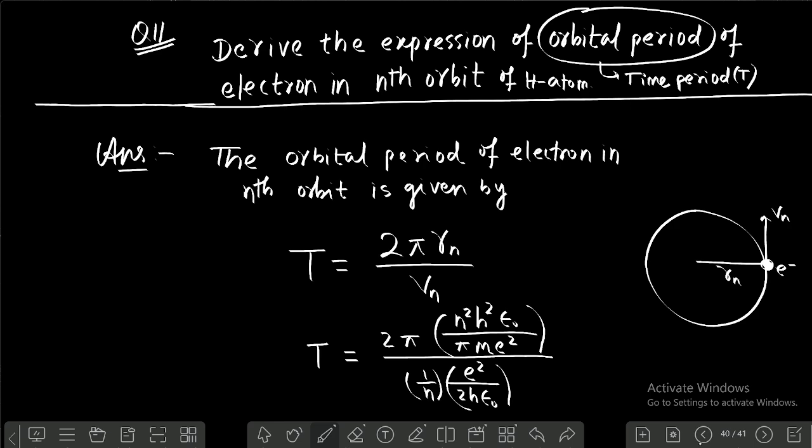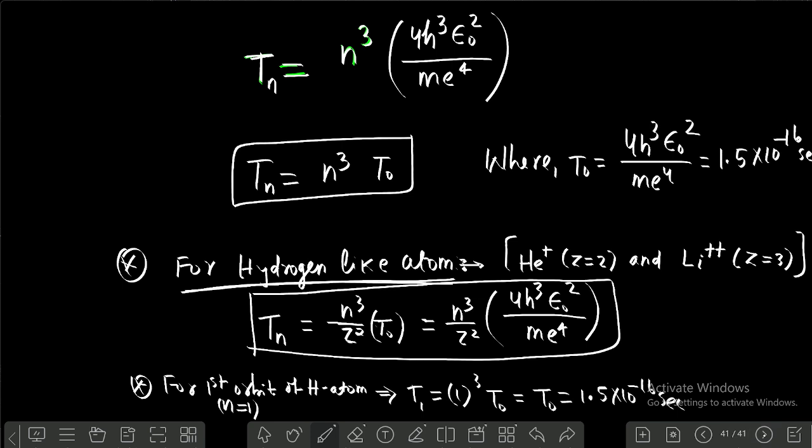Next page. Rn value I substituted, Vn value also I substituted here. Rn and Vn value I remember, already the calculation is over, right? For Rn and Vn, radius and velocity, I substitute. After substituting, you are getting this much. So here you understand time period is proportional to n cube and inversely proportional to z square. Clear, all of you?